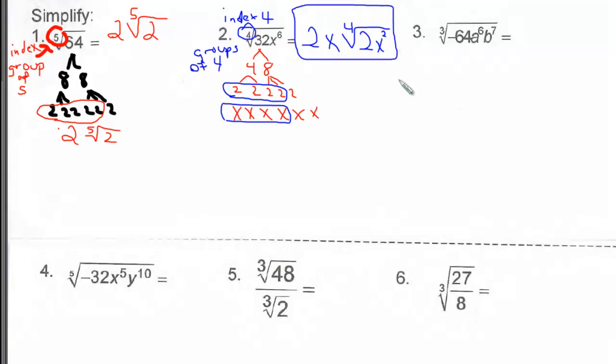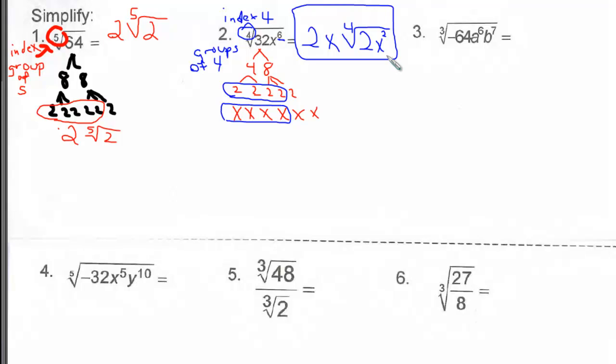A handy trick to remember for variables is I can divide the index into the power underneath the radical. 4 goes into 6 one time, so I pull out 1 x. There are 2 x's left over, so they stay inside the radical.